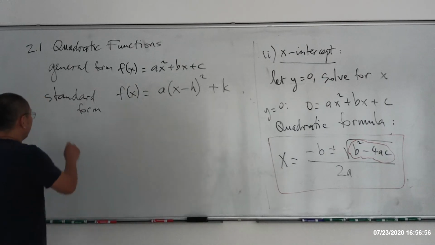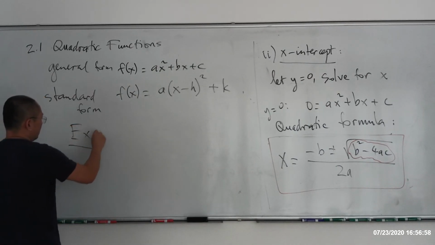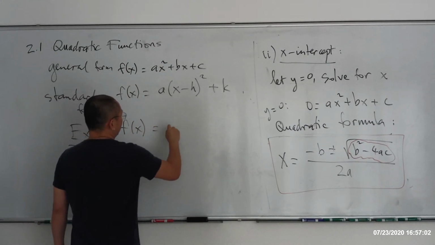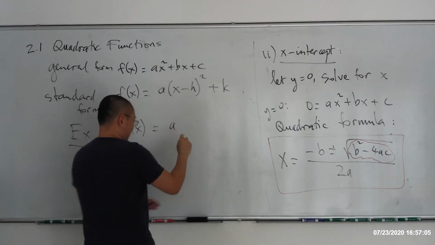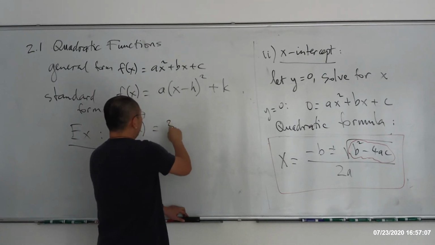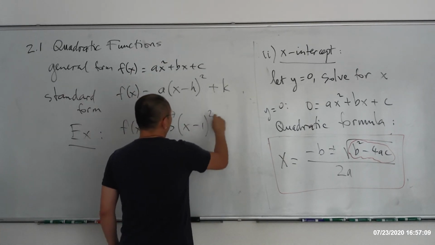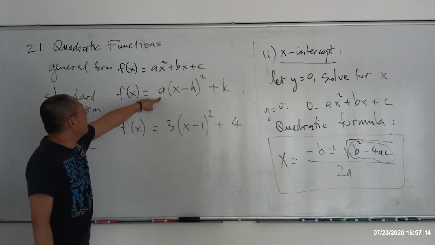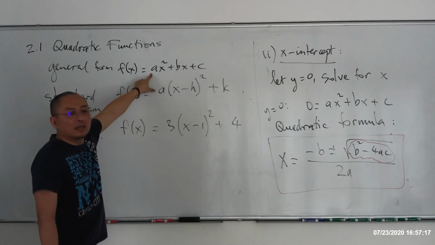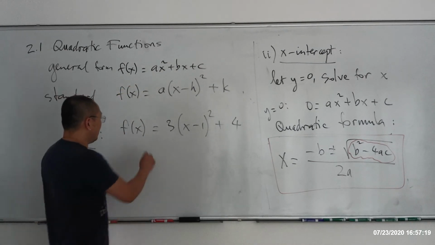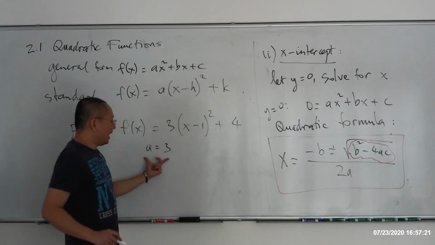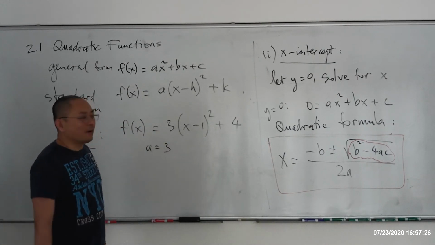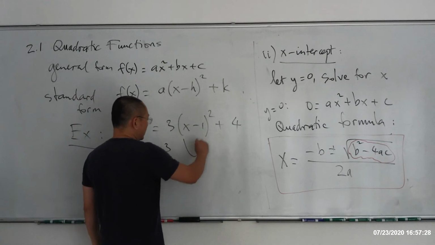All right? Example. If I have f of x equal to 3 times x minus 1 squared plus 4, you know what that a is? This is the same a as in the general form, meaning the leading coefficient. So in this example, a is equal to 3. And a is 3, a positive number. What does it tell you about the graph of this quadratic function? It's a parabola that opens upward.